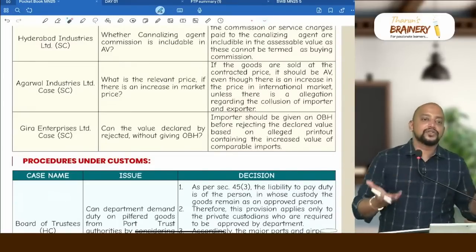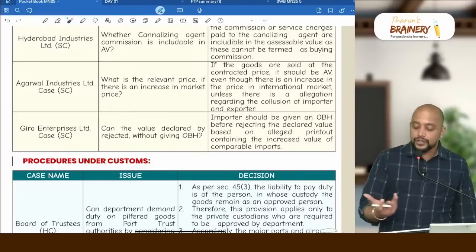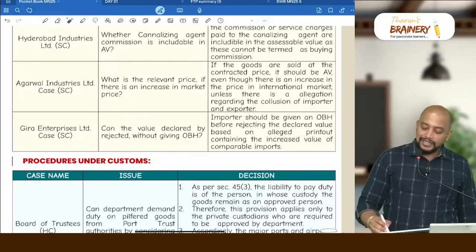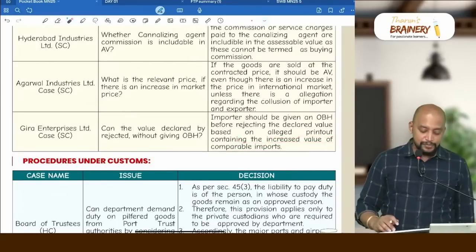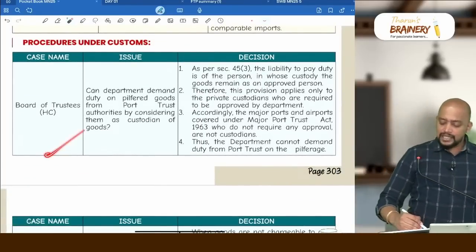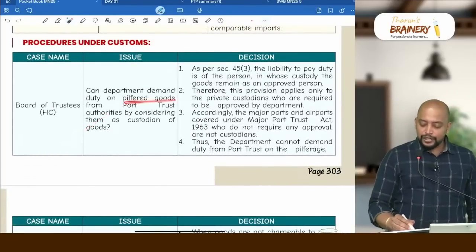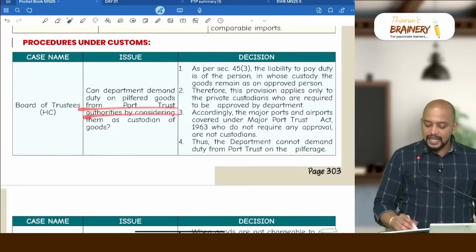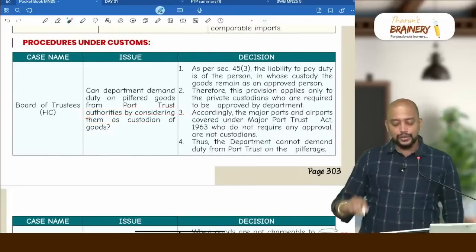Okay, what is the data? Show me. So therefore they are not showing. So alleged printout containing the increased value of the comparable imports. Then next one, can the department demand duty on pilfered goods from port authorities by considering them as custodian of goods?